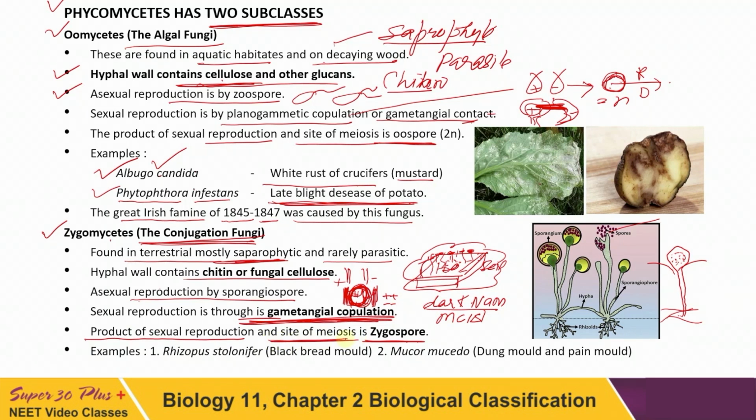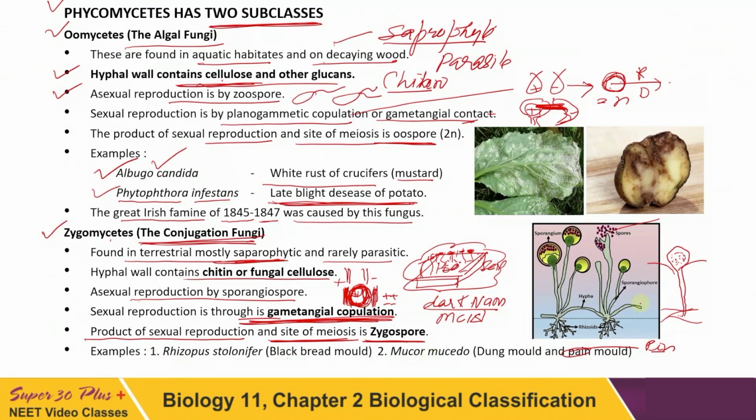The typical examples we have: one is Rhizopus stolonifer, the black bread mold. Even Mucor mucedo, which grows on dung, is also on dead organic matter and is known as pin mold. These two are the famous fungi of Zygomycetes, Rhizopus and Mucor.